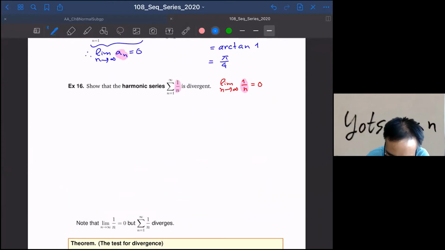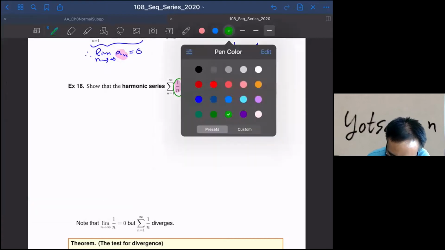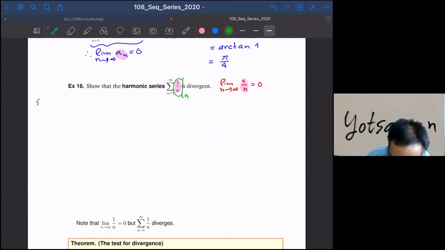So in this case, you have An. Okay, so you have An equal to 1 over n. So you're going to compute S1. So you have S1 equal to A1 equal to 1.